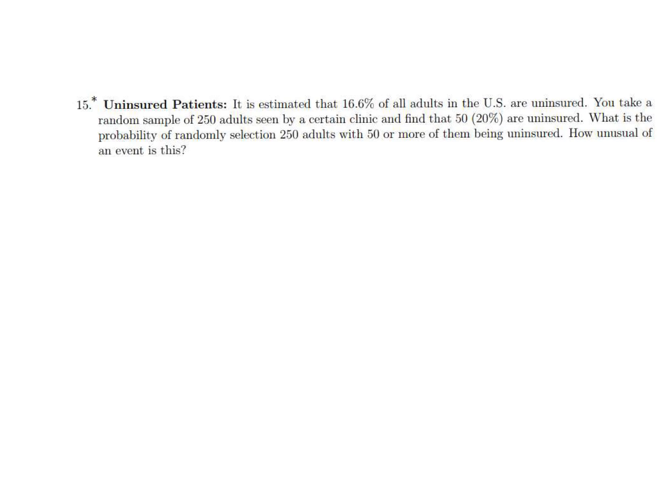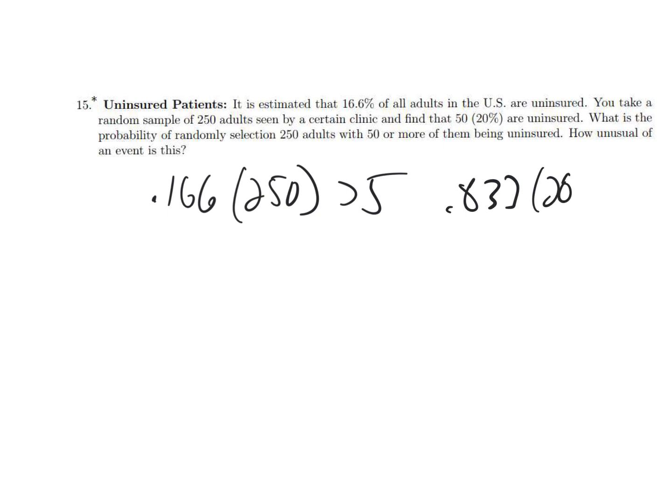So another one, and of course, to start an exercise, you can go look the answer up in the back of the book, how Dr. Stevens did these. But I know that, well, let's see, 16%, that's about 1/6. 1/6 of 250 is certainly more than 5. And 5/6, or 0.833, of 250 is also bigger than 5. So we can use the normal approximation. You can use a normal curve to approximate this binomial distribution.